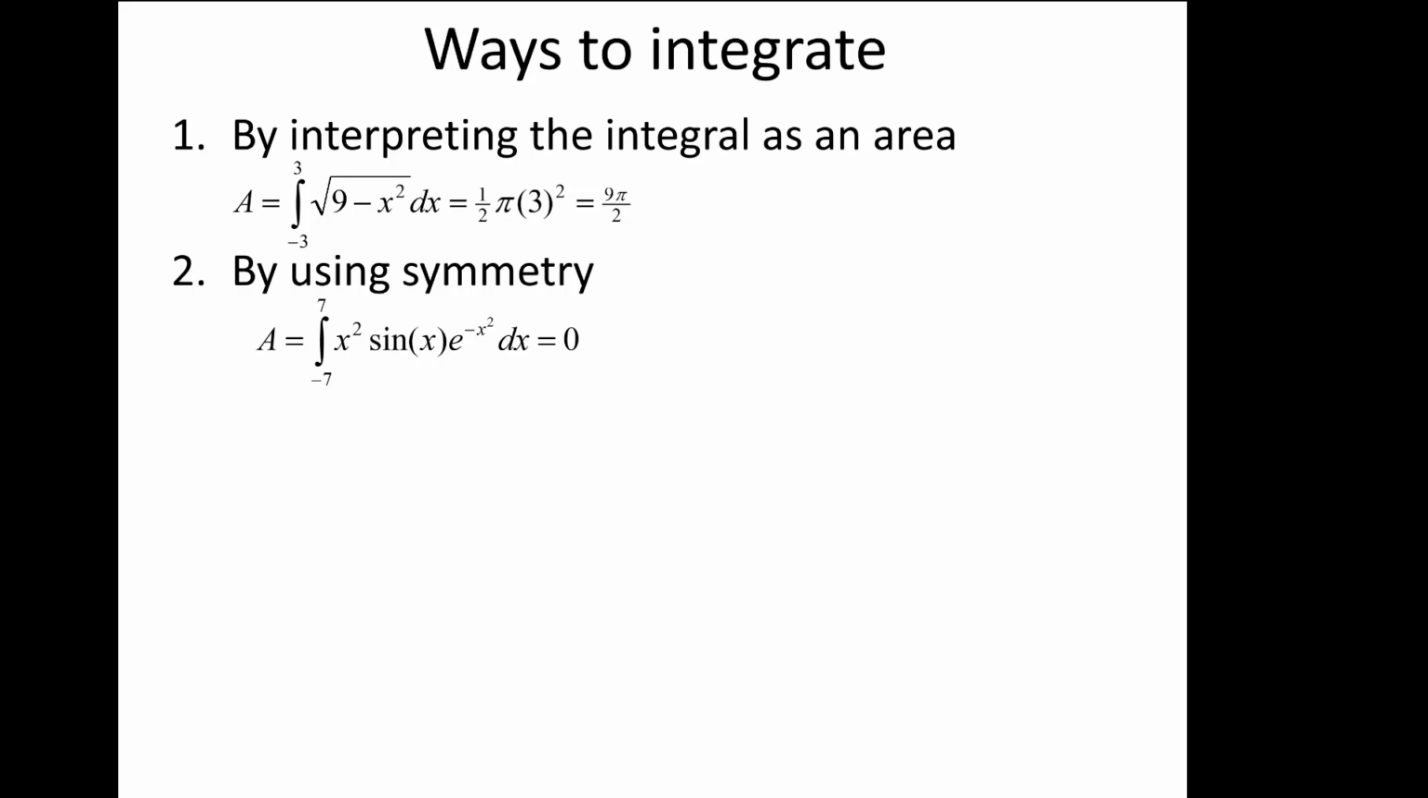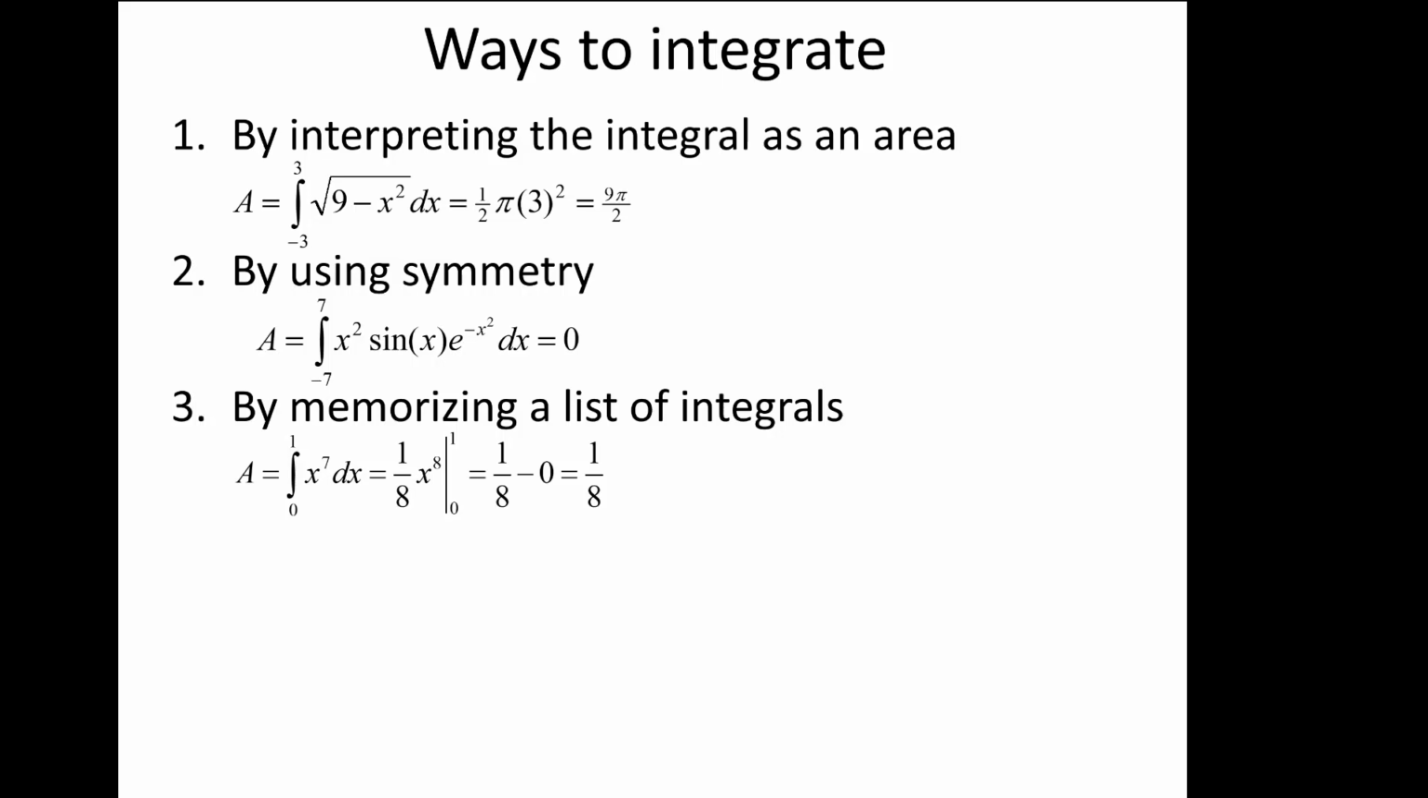Another way to compute integrals is using symmetry. So we saw in the last set of videos that there was an integral that was solved this way. If the function is odd, the odd function property, the integral from negative a to positive a is zero. As a reminder, f of x is odd if f of negative x is equal to negative f of x. And if you check, you'll see that the function inside the integral there, x squared sine of x times e to the negative x squared, is an odd function. So you can solve this type of problem by symmetry.